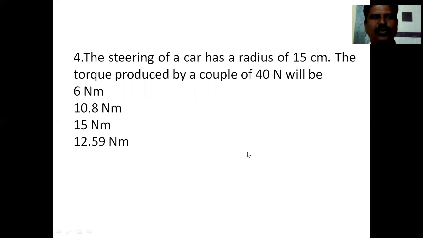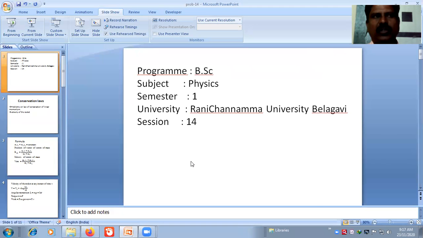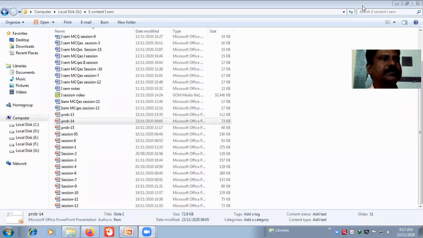So again, the torque is equal to 40 into 15. So you write 40 into 15, into 10 to the minus 3. That will give us 6 Newton meters. So like this, you have to solve the problems on this topic. Okay. Next, let's discuss some more problems on conservation laws.